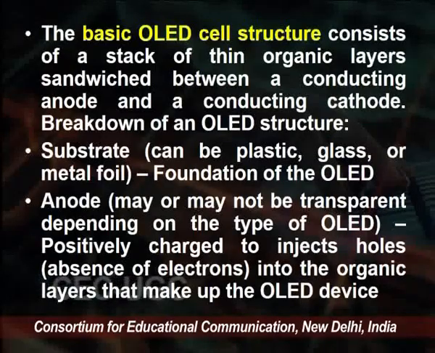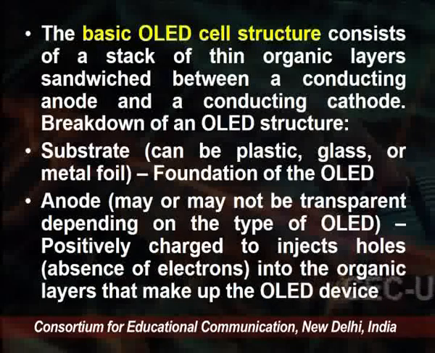Basically, OLED consists of a stack of thin organic layers sandwiched between the conductive anode and the conductive cathode. And what is inside its structure? We have a cathode and an anode. First, the important thing in the OLED structure is the substrate. The substrate can be plastic, glass or metal foil. That is the foundation of the OLED. So the substrate is a very important part of the OLED, on which we develop the OLED.